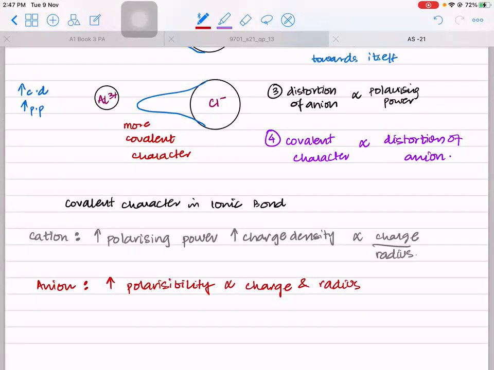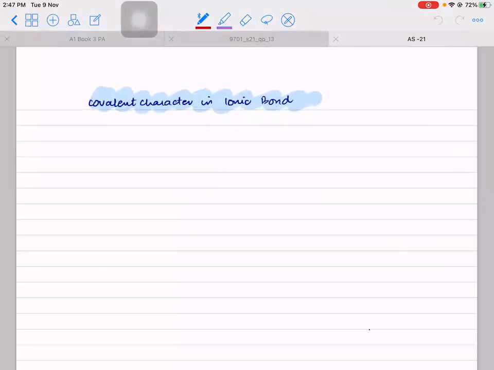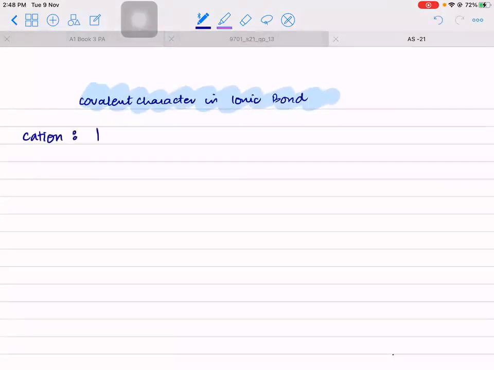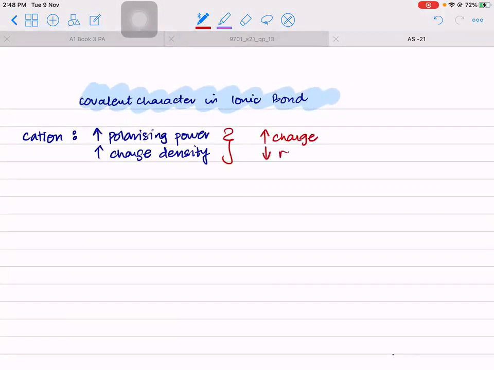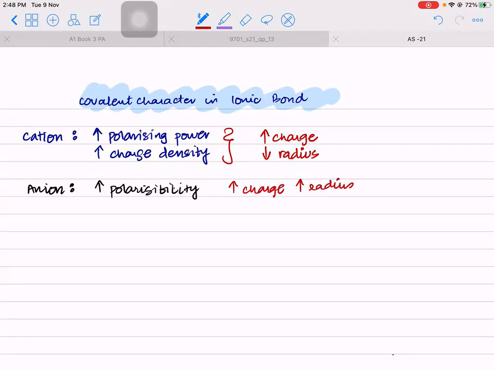Clear? So let's see, when will you have covalent character in an ionic bond? If the cation has high polarizing power and a high charge density. And for that, what do we need? We need more charge and a smaller radius. Clear? And what should the anion have? The anion should have high polarizability. And for that, what do we need? We need high charge and a greater radius. If the cation has high polarizing power and the anion has high polarizability, the bond will be covalent.